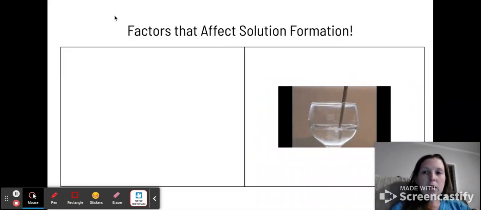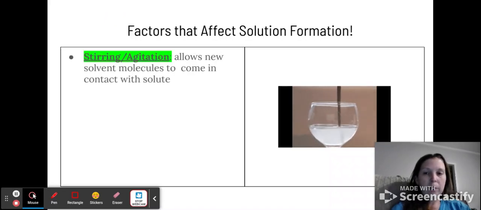And now let's quickly talk about the factors that affect solution formation. There are three to be aware of here. So the first one is stirring or agitation. They're the same thing. And when you stir, as you can see in this GIF here, you're allowing new solvent molecules to come in contact with the solute to allow that surface of the solute to dissolve.